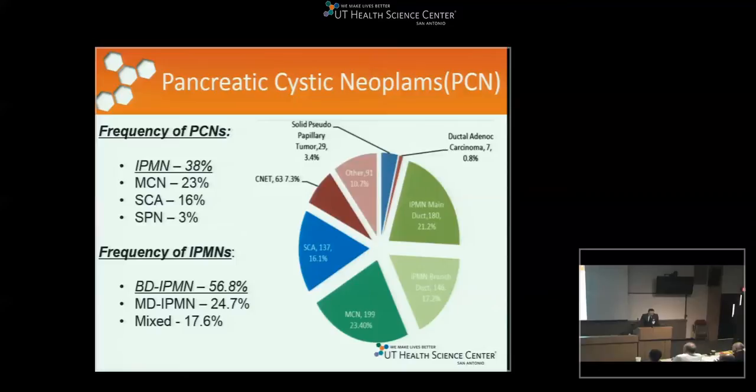With regards to frequency of different types of PCNs, IPMNs are the most frequent, accounting for up to 40% of lesions, of which nearly 60% are of the branch duct variety. We see from this figure that mucinous neoplasms are more common than their serous counterparts.